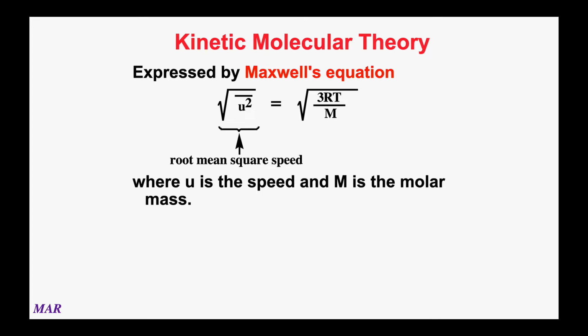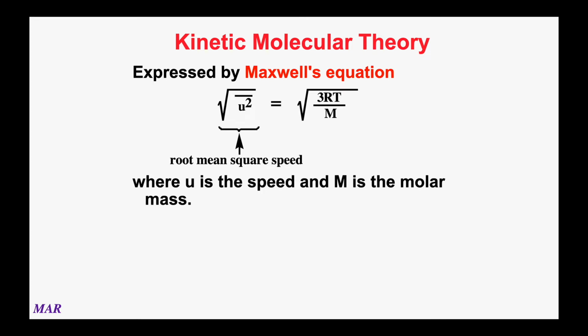And you can see on the other side, if you get rid of the square roots, you basically square them both and get rid of them. The speed depends then on 3RT over m. Now 3 and R are constants. They're boring, but you can see that speed and temperature are both in the numerator. So that means as speed goes up, the temperature goes up. As speed goes down, the temperature goes down.